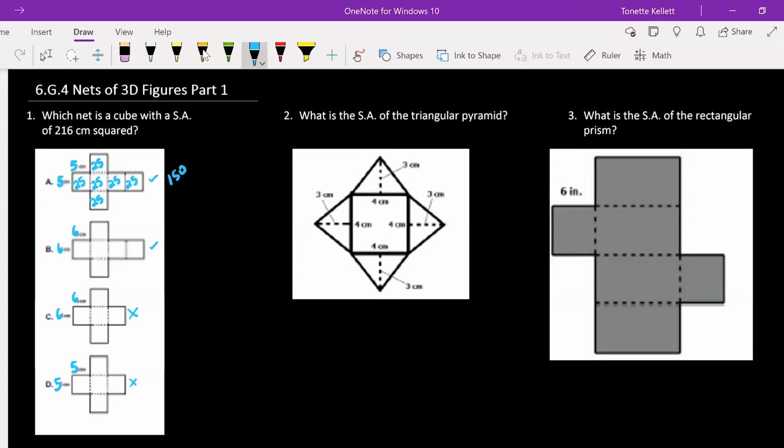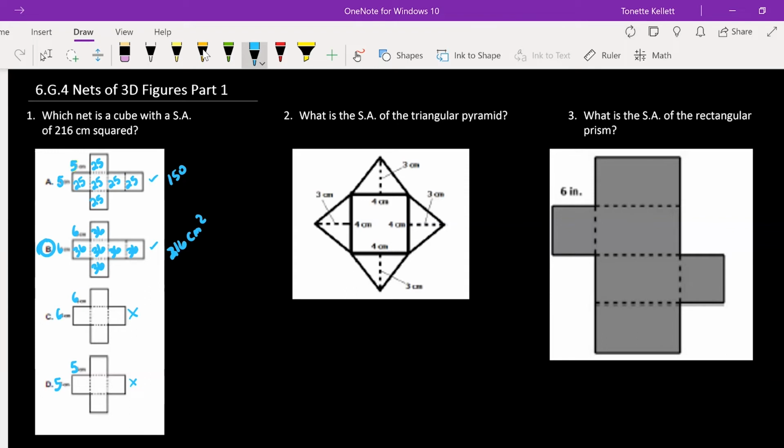That's not 216. This one would be 36. So each of these little faces, what they call the flat side, a face, would be 36. If you added each of those up, you would get 216 centimeters squared. So that makes B your answer.